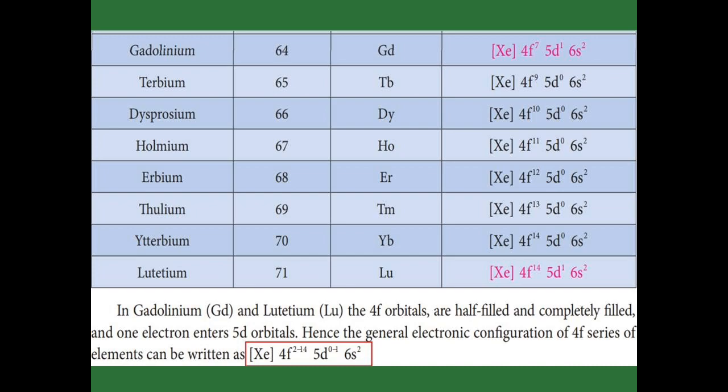On seeing the electronic configuration of the 4f block, we can conclude that the 5d orbital contains either 0 or 1 electron. Afterward the 6s orbital contains 2 electrons. So the general electronic configuration for the 4f series is xenon configuration, 4f 2 to 14, 5d 0 to 1, and 6s2.